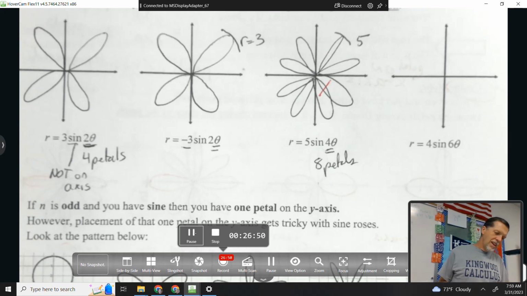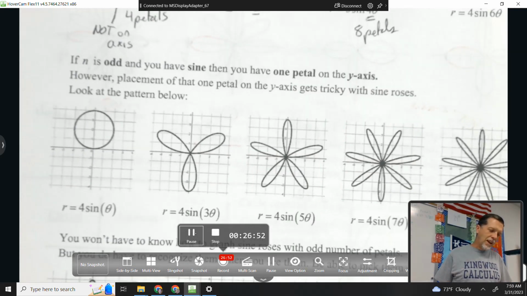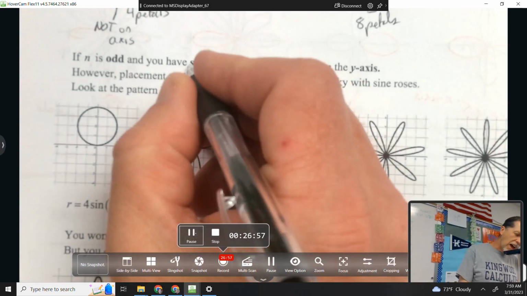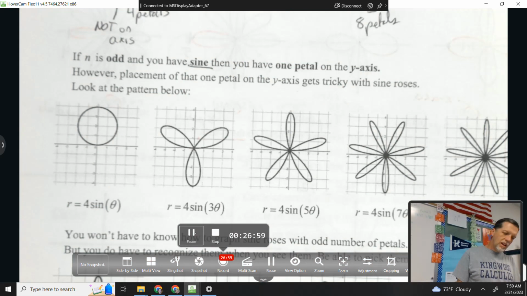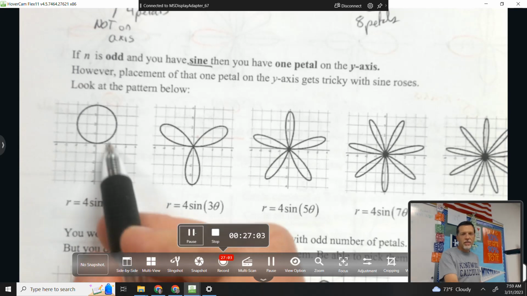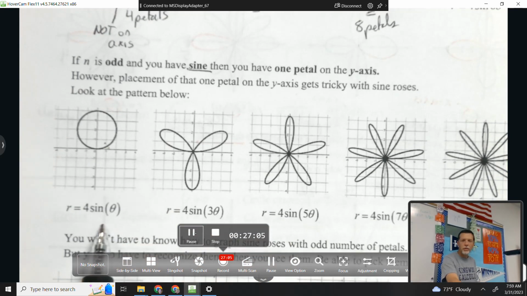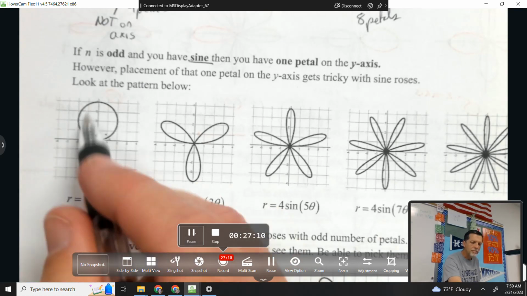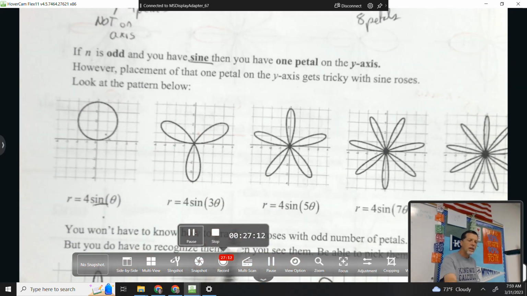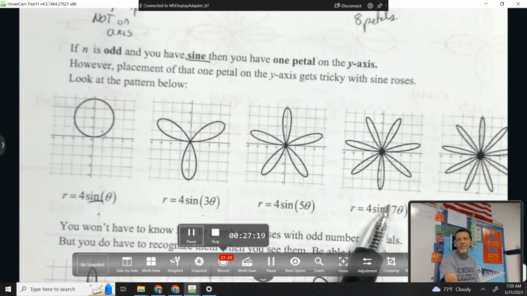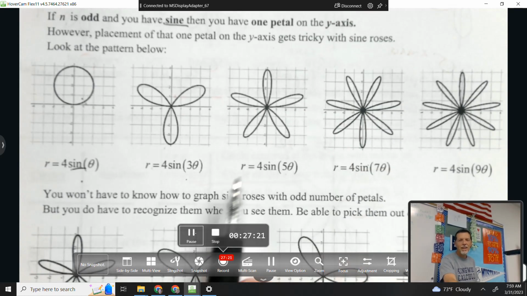All right, now to further complicate our rules, if n is odd and you have a sine, then you have 1 petal on the y-axis. I like how we start this. We know this one's a circle. We know what a circle looks like. 4 sine theta. Sine goes on the y-axis. Fine, 1 petal. But if it's 3, it's on the bottom one. If it's 5, it's on the... You're not going to have to remember this, because if it gets this complicated, it's going to be sort of a multiple choice.